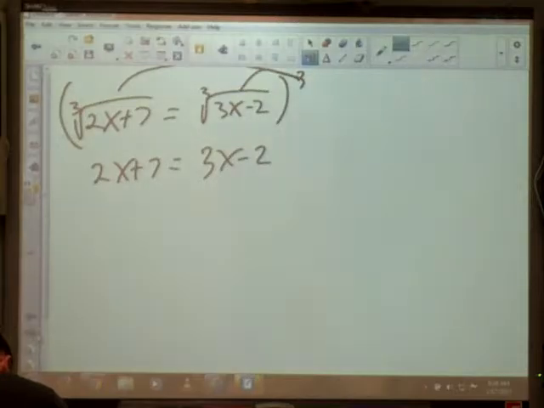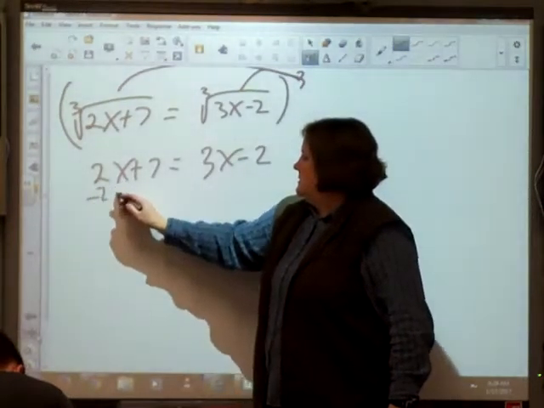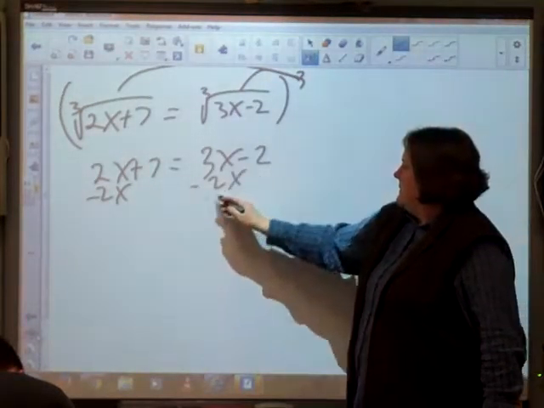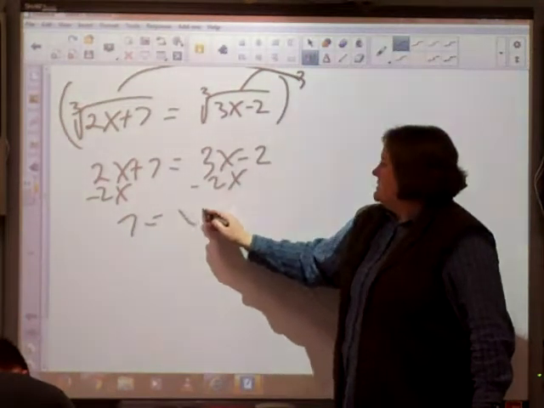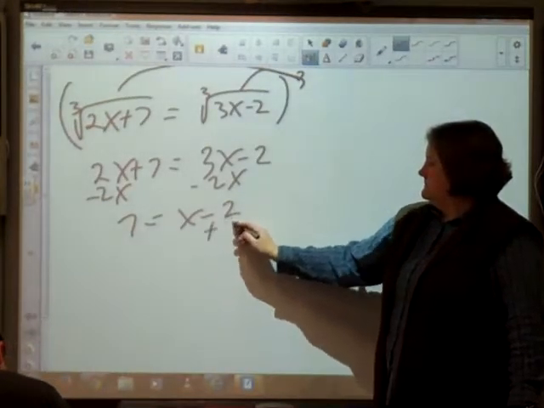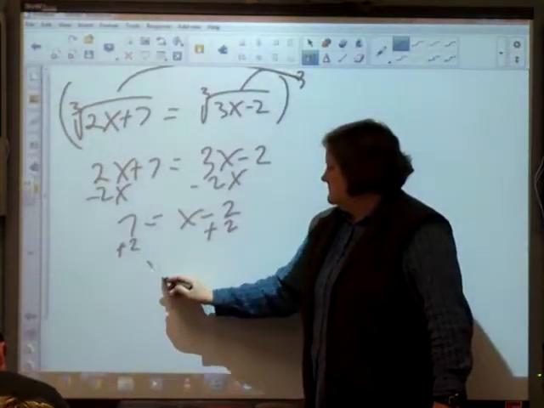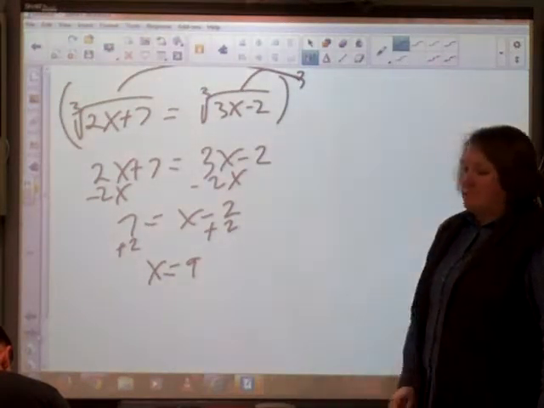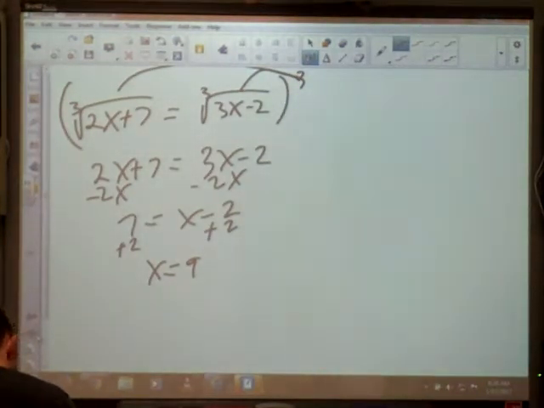Solving for x. What do you want to do first? Say it again, Kelsey. Yeah. Subtract 2x. Thank you, Angie. So 7 equals x minus 2. So what's x? Now I've got to check and make sure, because it could be no solution, so I still got to check it.